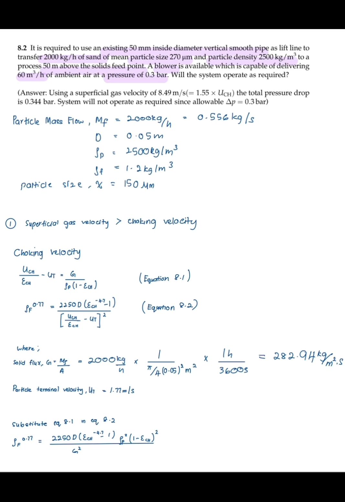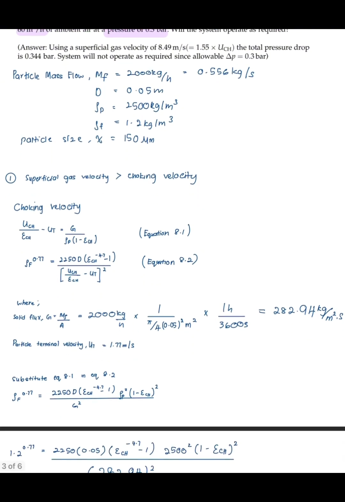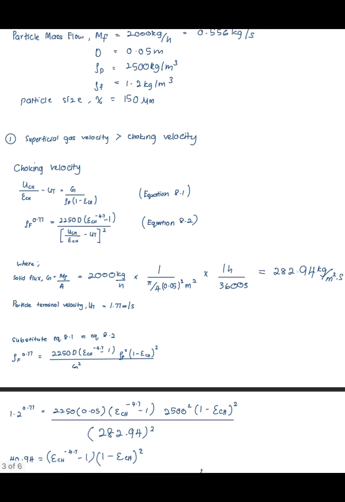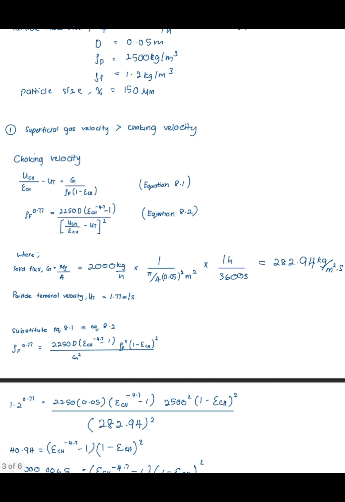From exercise 8.2, the given mass flow for particles is 2000 kilograms per hour. The diameter is 0.05 meter. Particle density is 2500 kg per cubic meter, and the fluid density is 1.2 kg per cubic meter. The particle size given is 150 micrometers.